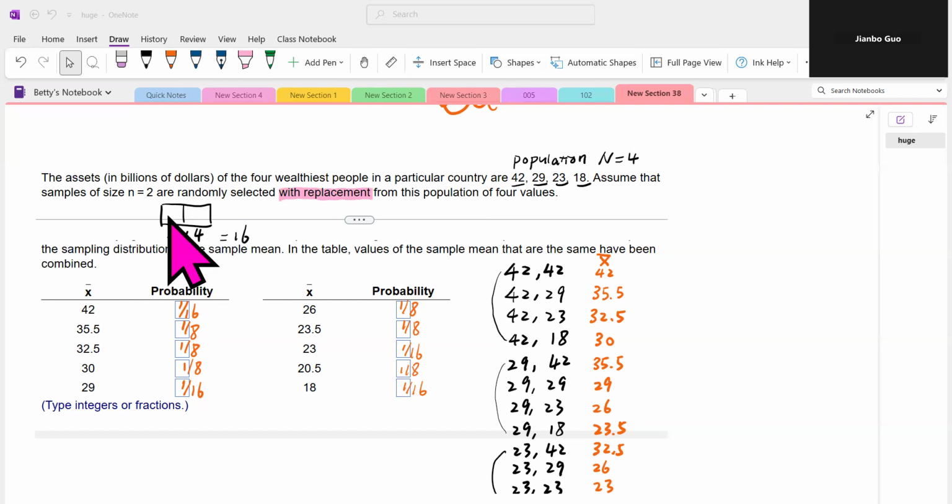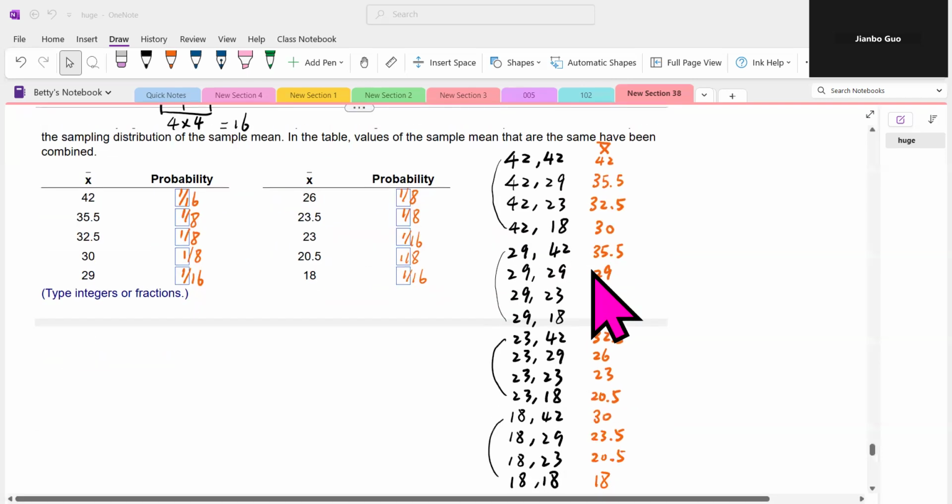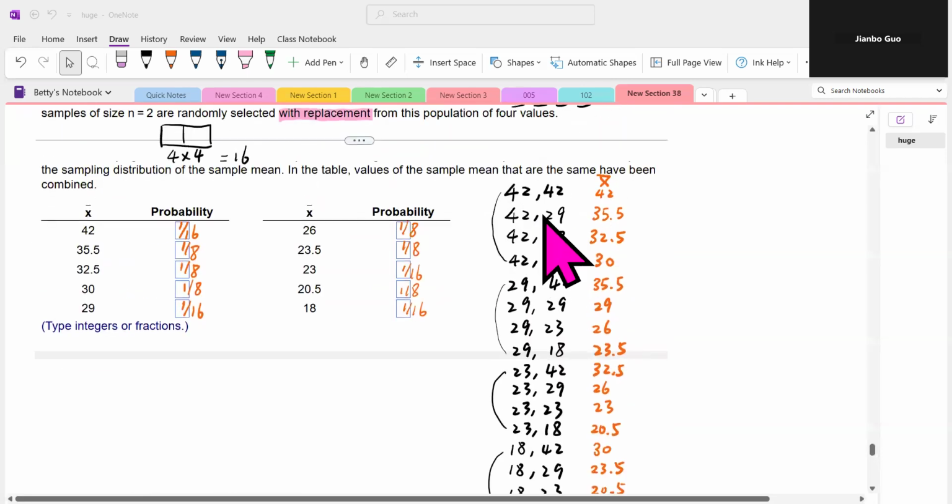For the first number, we have 4 options. And then when we take the second number, we also have 4 options because this is with replacement. 4 times 4 is 16. And I already have the 16 samples listed here.